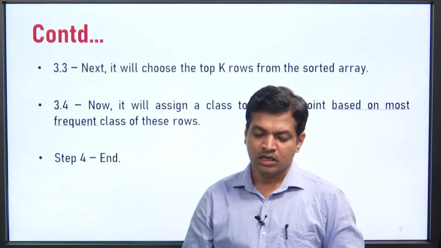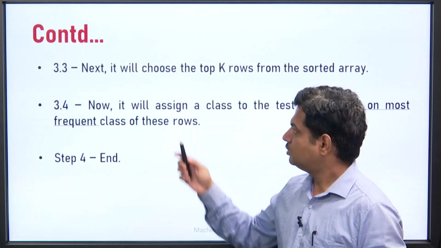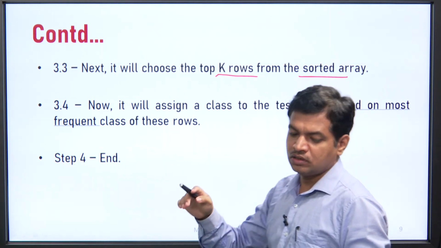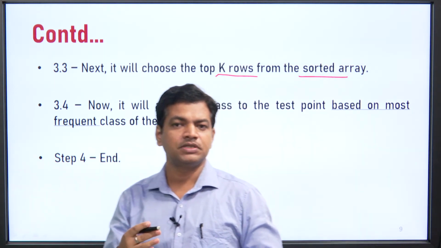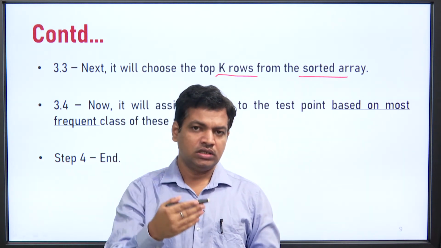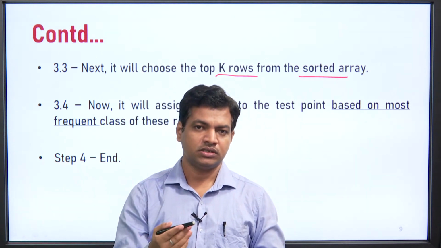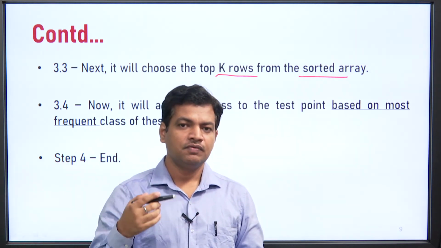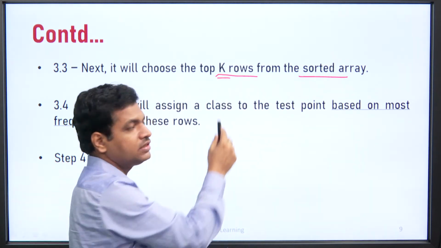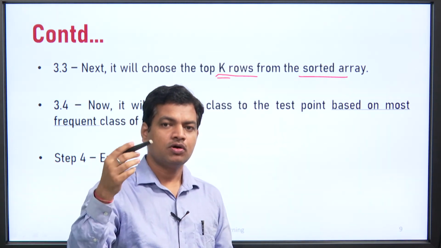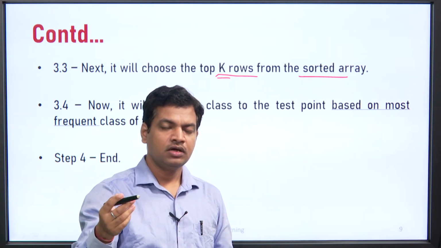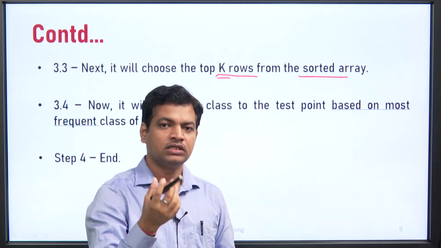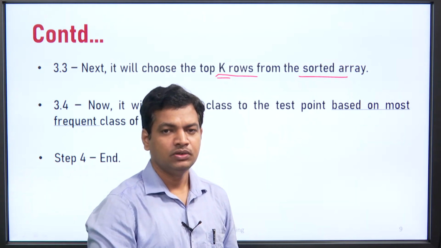The next step is to choose the top k rows from the sorted array. Once we have found the distance, the next step is to arrange those Euclidean distances in ascending order, that is, smallest to biggest. Based on the value of k, we will select that many rows, and among those rows we will see which class has the majority. Based on that, the majority class will be assigned to the new entrant.